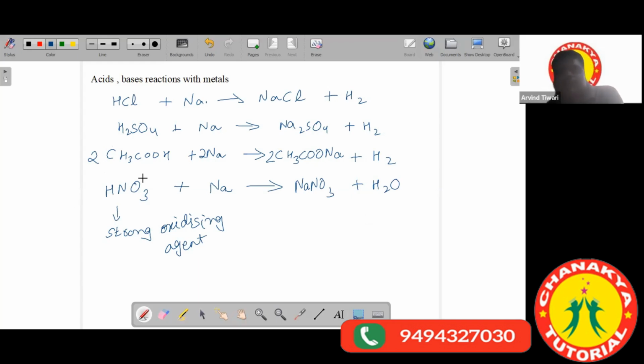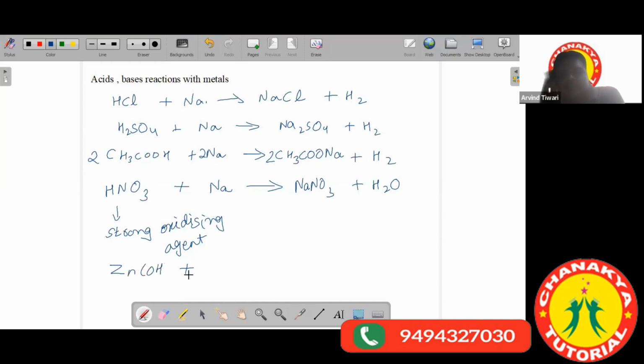If we look at the bases, the reaction of base with metals, suppose you take sodium hydroxide, and sodium hydroxide being a base reacts with a metal. Not sodium hydroxide, let's say we have zinc hydroxide.